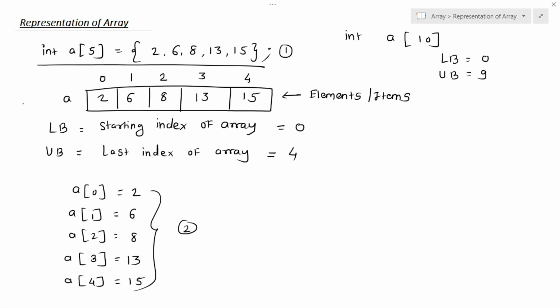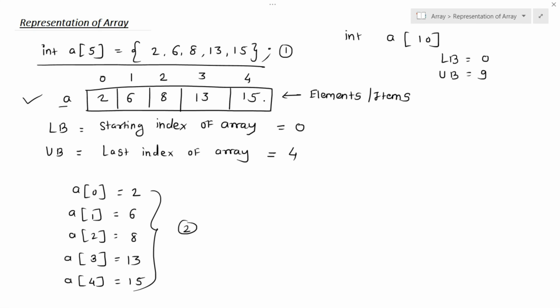This is a logical representation of an array in memory. Here A is an array, and 2, 6, 8, 13 and 15 are the elements or items of the array. Here we also have to know about the lower bound and upper bound of the array. Lower bound is the starting index of the array and upper bound is the last index of the array.